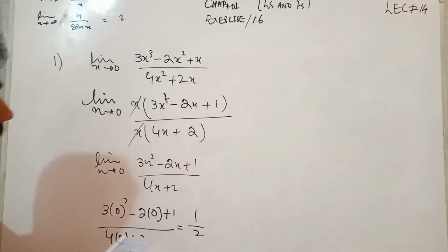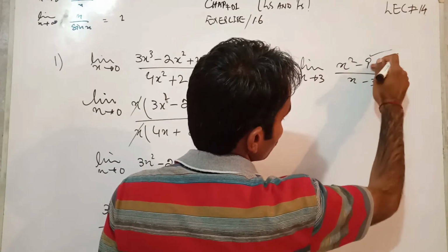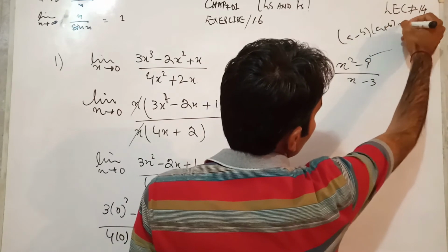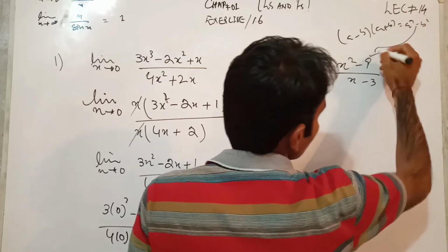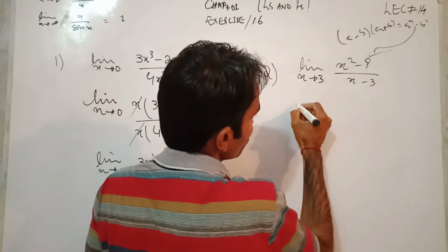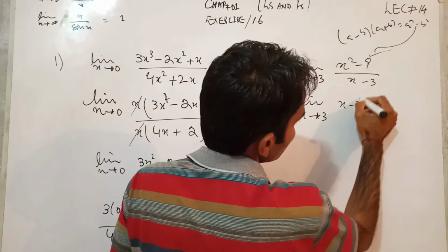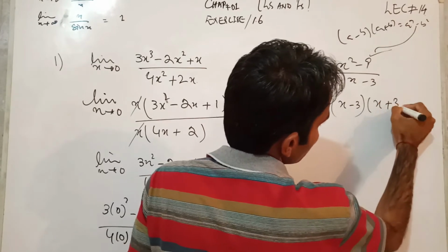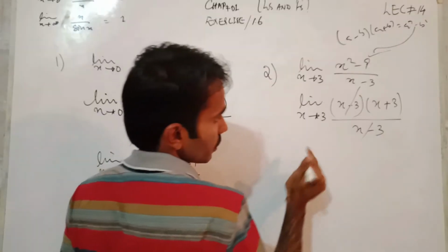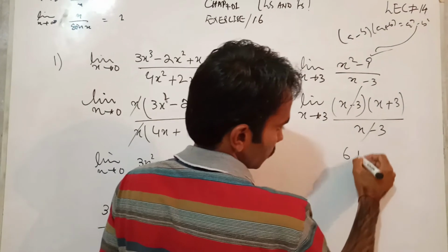Now the next question, where x approaches 3. This x square minus 9 we will break using a minus b and a plus b equal to a square minus b square. So this is the form. We convert to a minus b into a plus b. So it would be x minus 3 and x plus 3 divided by x minus 3. Both cancel each other, and we get x plus 3. When we apply the limit, we get 6. So this is the answer.